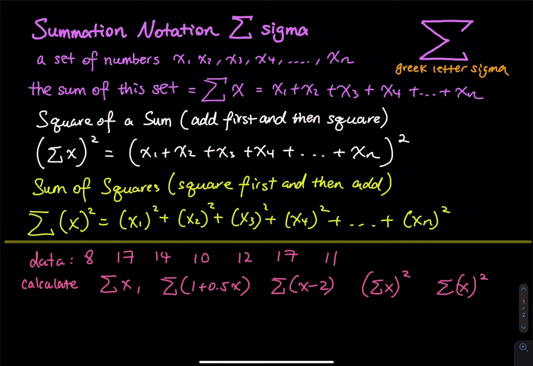Okay, so I have data for you. So 8, 17, 14, 10, 12, 17, and 11. I would like you to calculate these sums. All right, so the first one is the sum of x. So the sum of x is very easy.